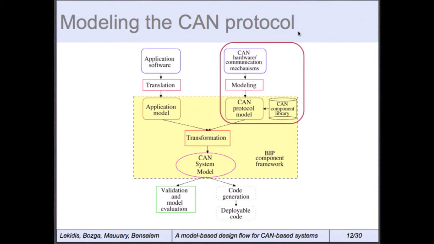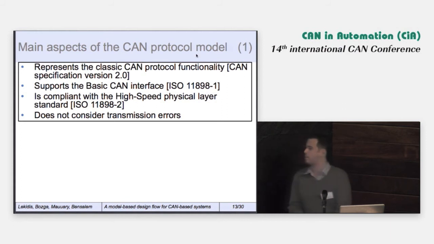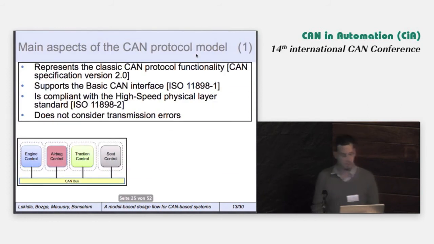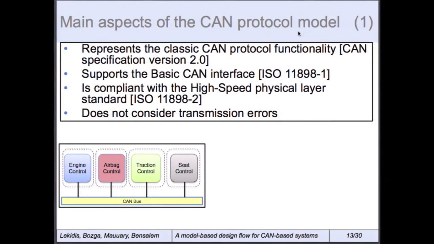So how the library that I explained before is structured, and how we take into account all the functionalities of CAN. I just supply some specifications here, as for instance that this particular model is for the classical CAN, and it's modeling the high speed and the basic CAN controllers and interface. And it doesn't have an error model, such that it cannot consider transmission errors.